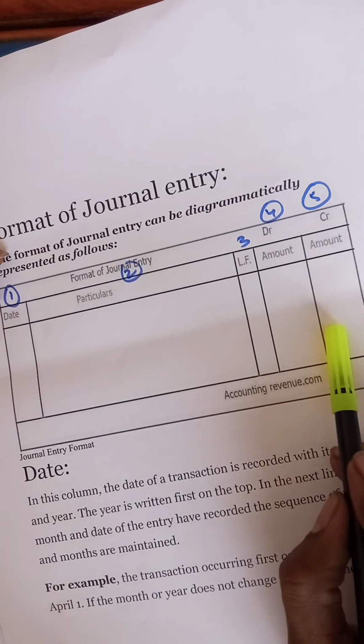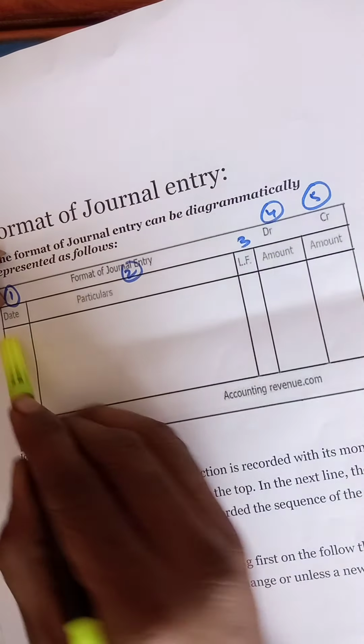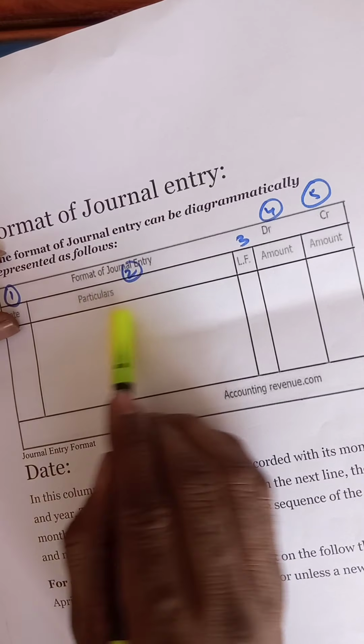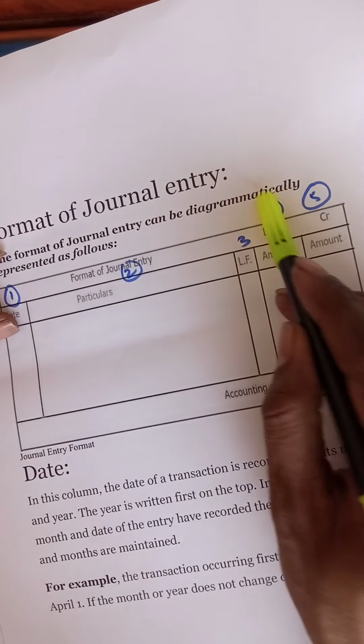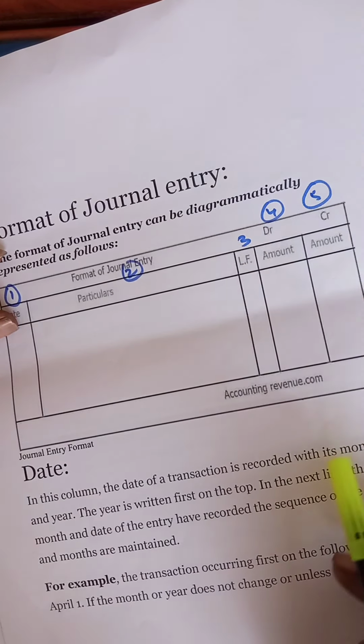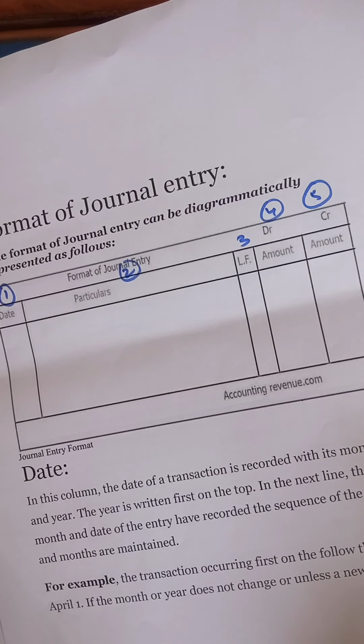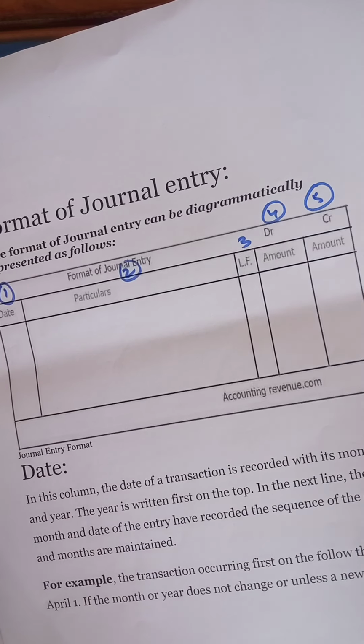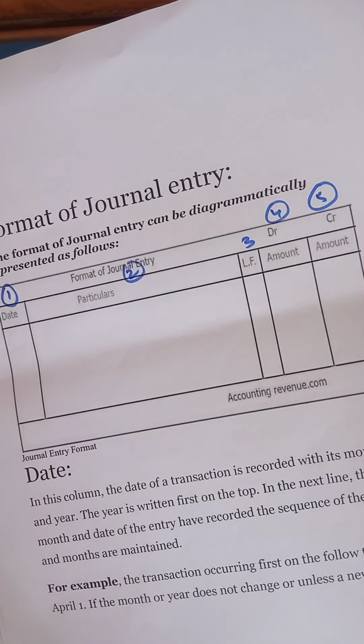Once again, this is the proforma of journal entries. In the date column we write the date, in the particular column we write the transaction, in the debit column the debit amount, in the credit column the credit amount. Which account has to be debited and which credited depends upon the transaction. I'll explain in the next video how to write journal entries by taking one example problem.